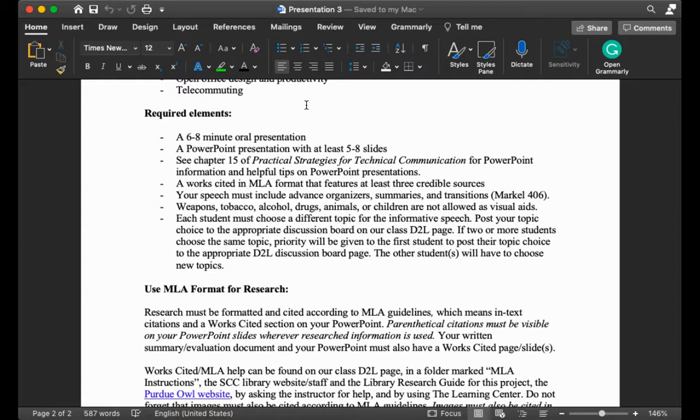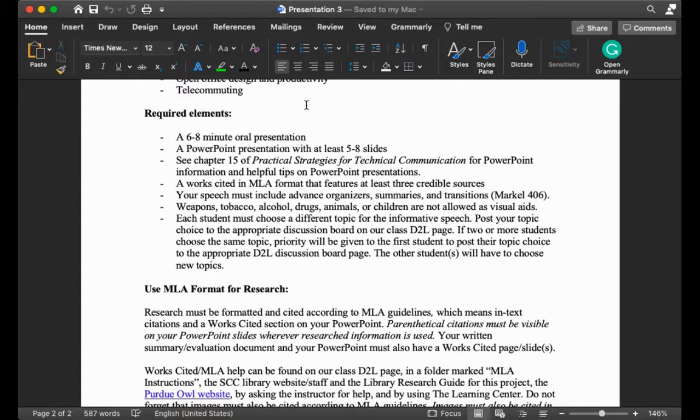You need to have a PowerPoint presentation, at least 5 to 8 slides, with MLA formatting, MLA citations, both for your in-text and your photos, and also an MLA slide at the very end. You need to make sure that your speech includes organizers, transitions. You want your presentation to be visually interesting. You can't use weapons, tobacco, alcohol, drugs, animals, and children as visual aids in your presentation.